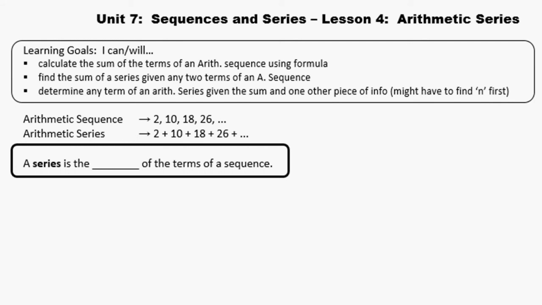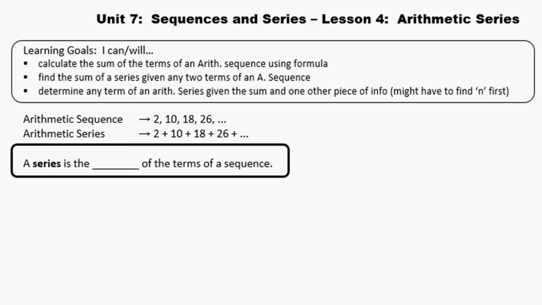Welcome to Unit 7, Sequence Series, Lesson 4, Arithmetic Series. Learning goal today is calculate the sum of the terms of an arithmetic sequence using a formula. Find the sum of a series given two terms of an arithmetic sequence. Determine any term of an arithmetic series given the sum, and one other piece of information you might have to find out first.